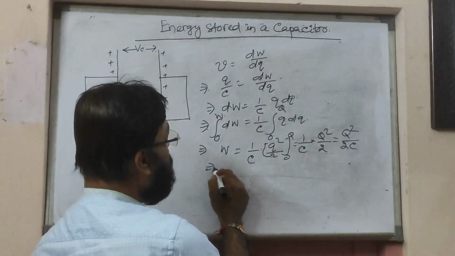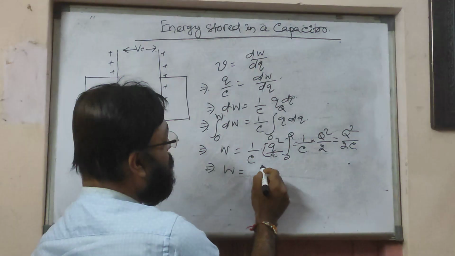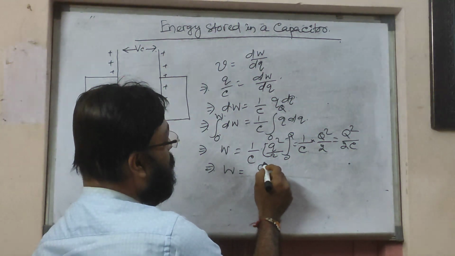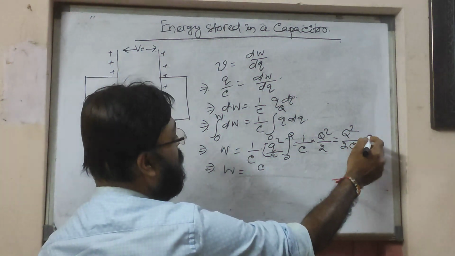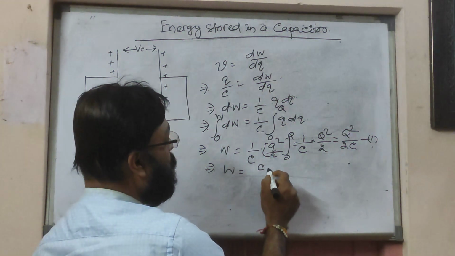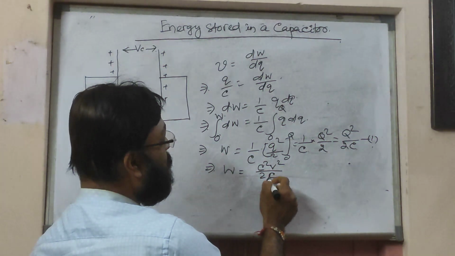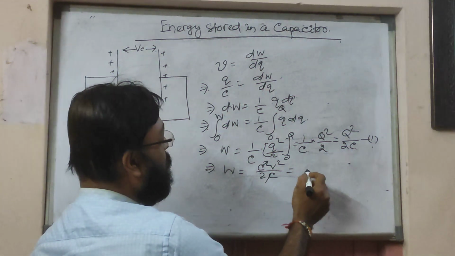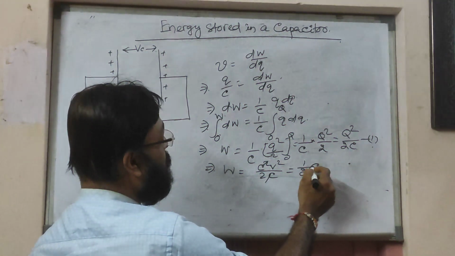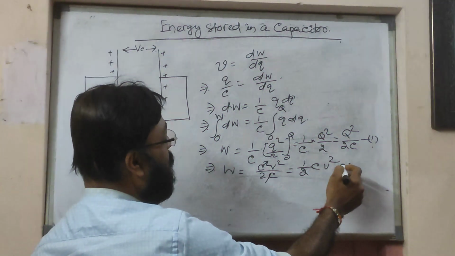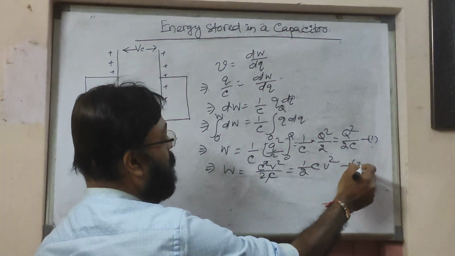You know that Q is equal to C into V. Suppose this one is equation 1. By putting this value, you will get C square V square by 2C. From this, C gets cancelled, so it will be half CV square. That is nothing but the energy stored in the capacitor.